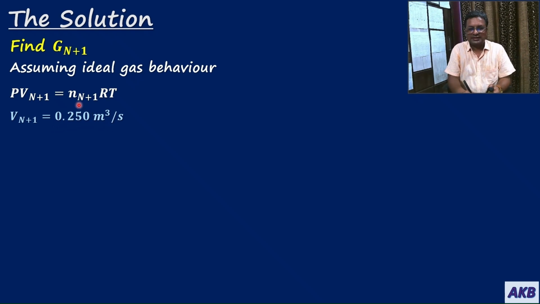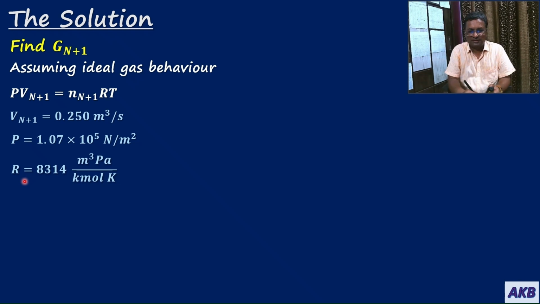So in this case, n plus 1 will be in kilomole per second, which is nothing but Gn plus 1. Basically, we have to get n plus 1, and n plus 1 is nothing but Gn plus 1. Vn plus 1 is given to us, it is 0.250 meter cube per second. P, the total pressure, is given to us, it is 1.07 into 10 to the power 5 Newton per meter square. Then for R, the gas constant, we will be using 8314, and the units will be meter cube Pascal per kilomole per Kelvin. That is, volume is in meter cube, pressure is in Pascal, which is Newton per meter square, amount of substance is in kilomole, and temperature is in Kelvin. So we will follow these units.